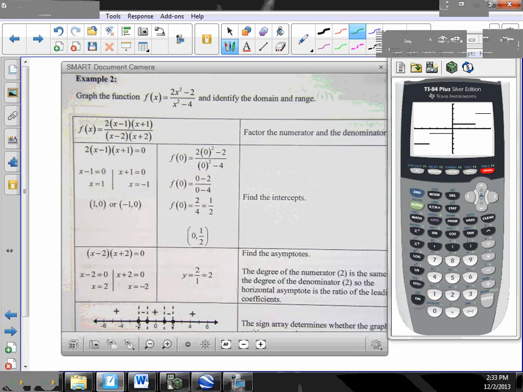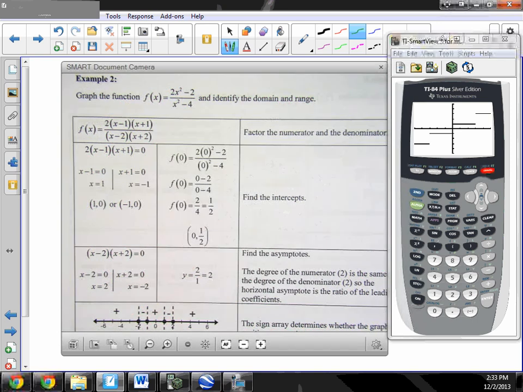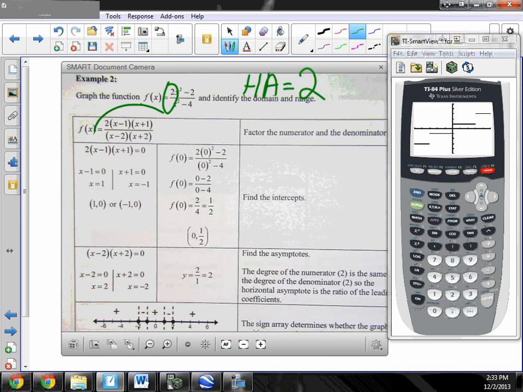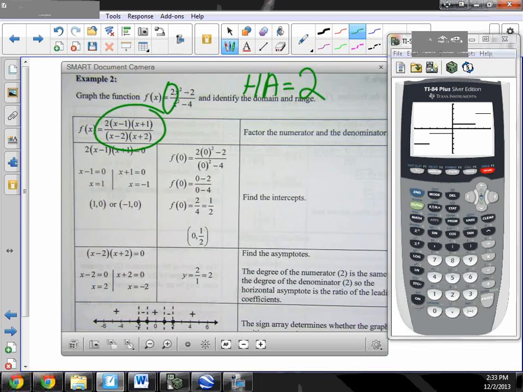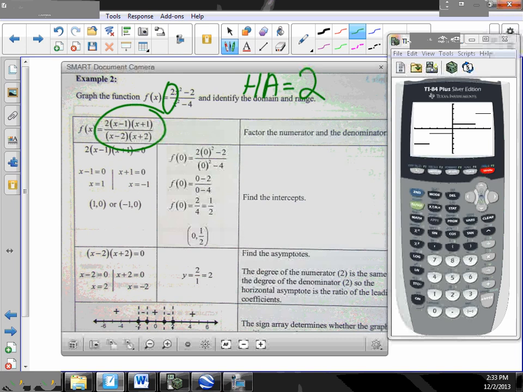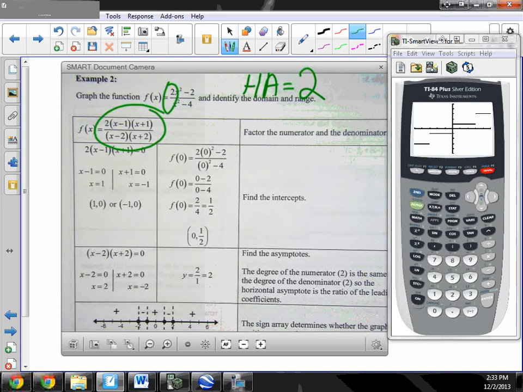So, which is bigger, top or bottom? They're the same, so we divide the leading coefficients and we get an HA at 2 over 1. All right? And they factored it for us over here. Does this have any holes? No, none of the factors cancel. Does it have any vertical asymptotes? Where? 2 and negative 2. Okay?